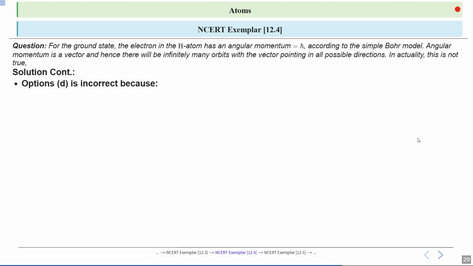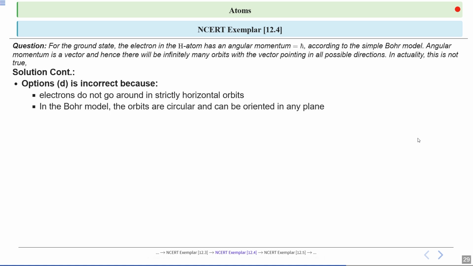Let's focus on why option D is incorrect. First, electrons do not move in strictly horizontal orbits. In the Bohr model, we might imagine flat circular paths, but in real atoms, the electron's position isn't fixed to a particular plane. Next, in the Bohr model, the orbits are circular and can be oriented in any plane.